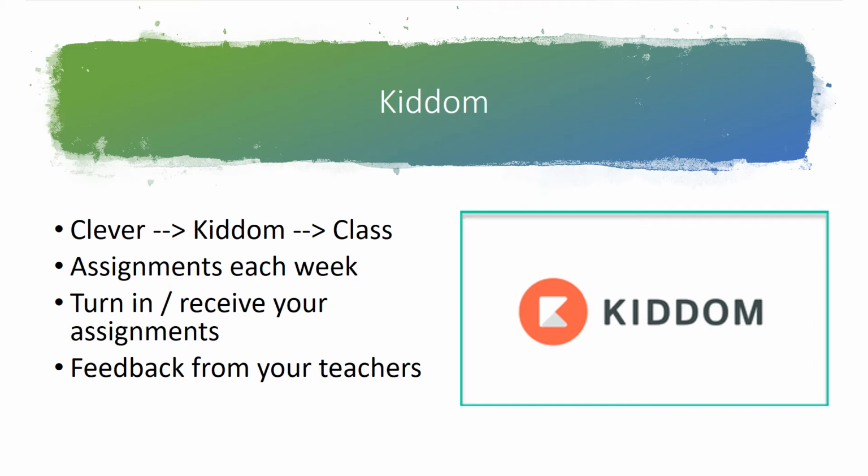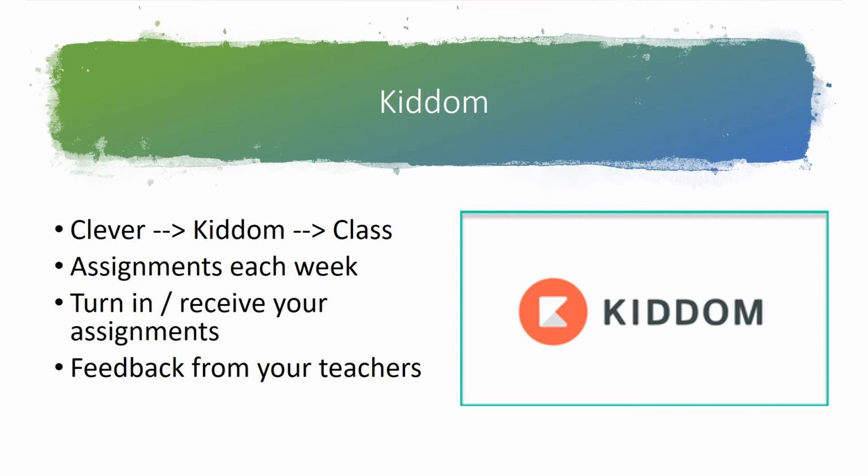Once you're in Kiddom, click on the class. Every single one of your classes will be on Kiddom. So if you're trying to do my work, click on Social Studies, Mr. Peck, and once you're in there, that's where you're going to be able to see all of your assignments for the week. Each week you will have different assignments. Once you select the week that you're trying to do the work for that day, you're going to go and turn it in.